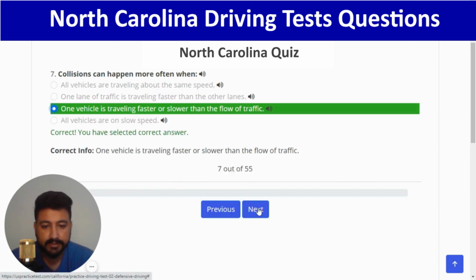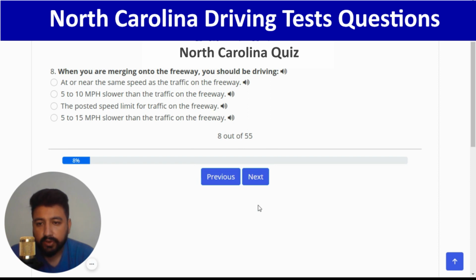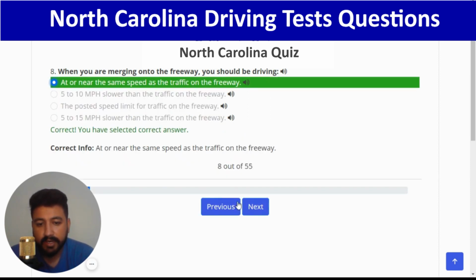Yes, and next. When you are merging onto a freeway, you should be driving. The right answer is at or near the same speed as the traffic on the freeway. So I'm going to click on the first option, correct, and next.